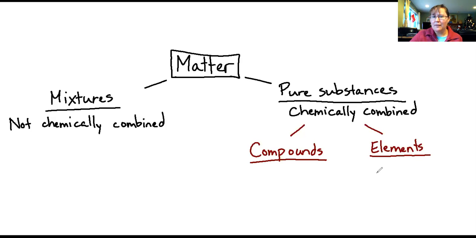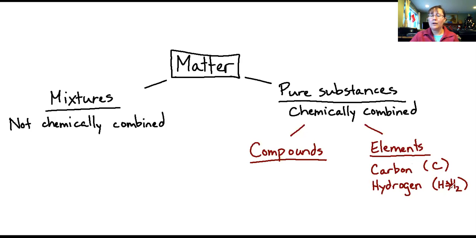Some examples of elements might be carbon. Its symbol is a C. Another example might be hydrogen. Now, hydrogen is a diatomic gas. Its symbol is an H, but it can also be written as H2. Okay, and that's because hydrogen doesn't exist in nature as just one H.